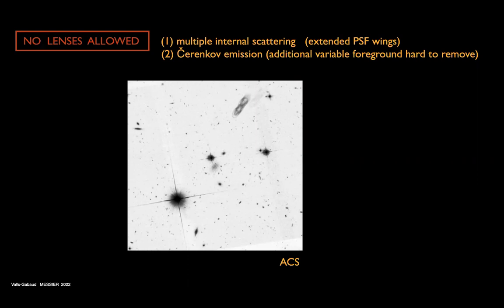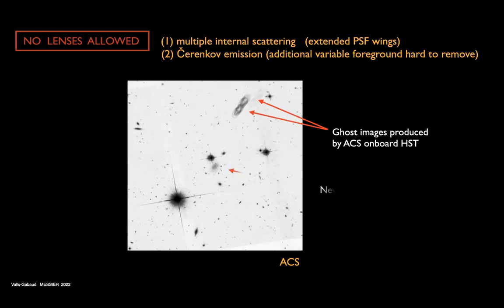Usually, if you're detecting point sources, you don't care about this. But when you're looking at very low surface brightness, these flashes will produce an additional foreground, and that will be extremely difficult to detect. And this is one example, not of Cherenkov, but of internal ghost images on ACS. And this is an ultra-diffuse galaxy that we are detecting. This is fainter than the ghosts produced by the lenses.